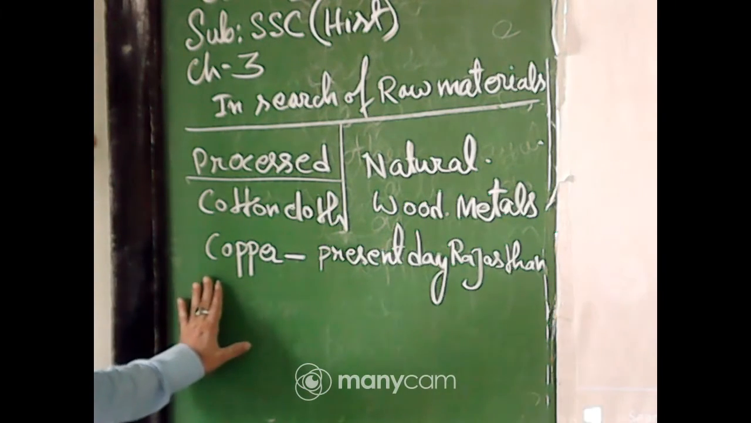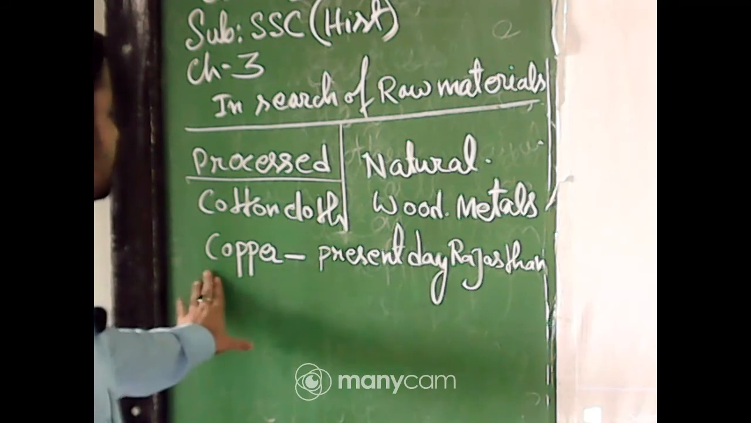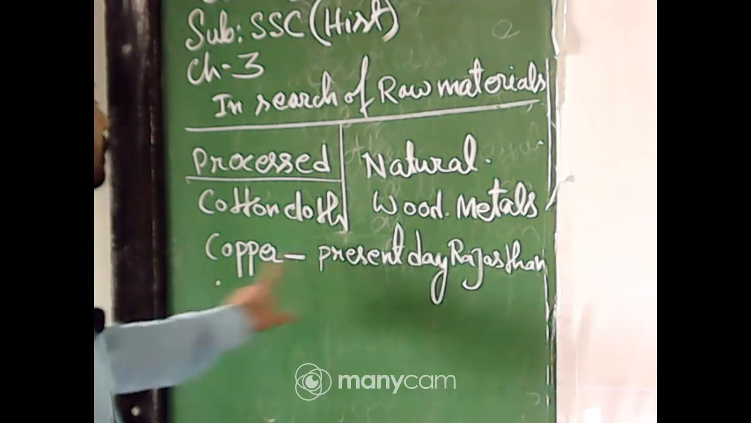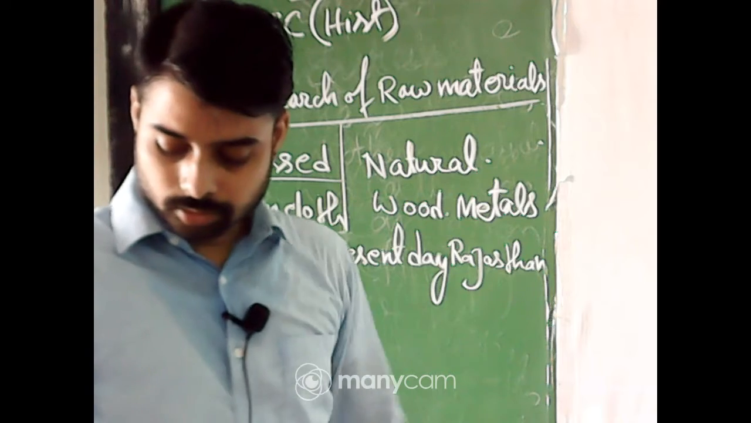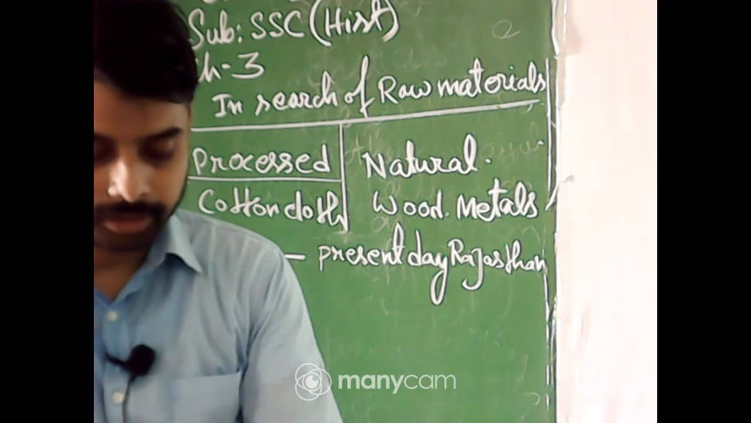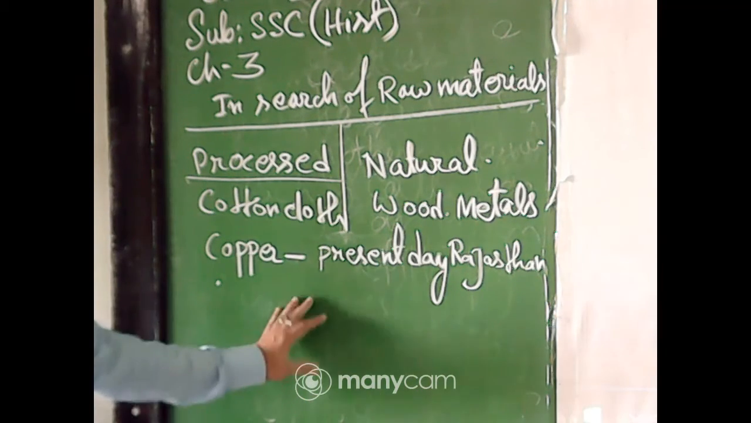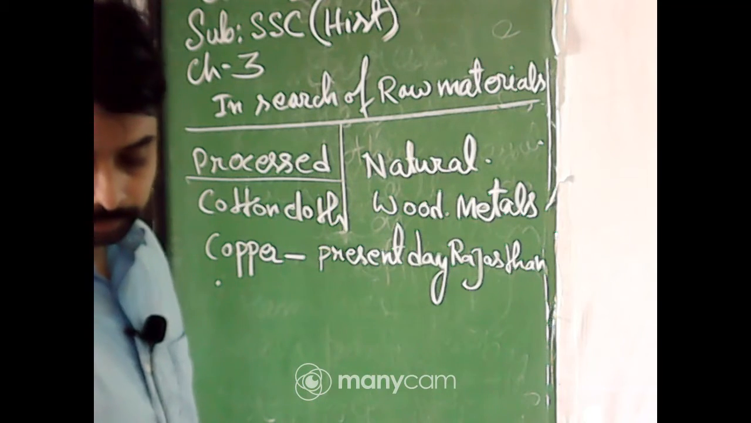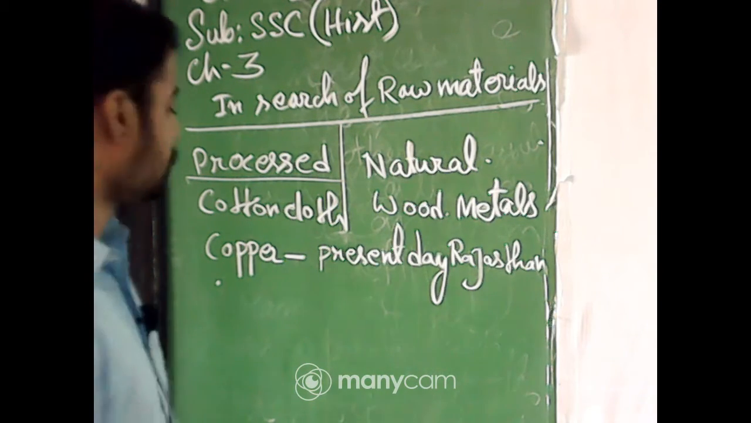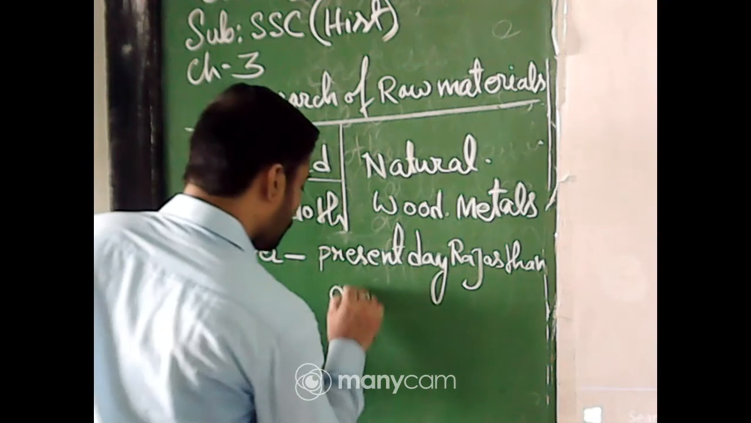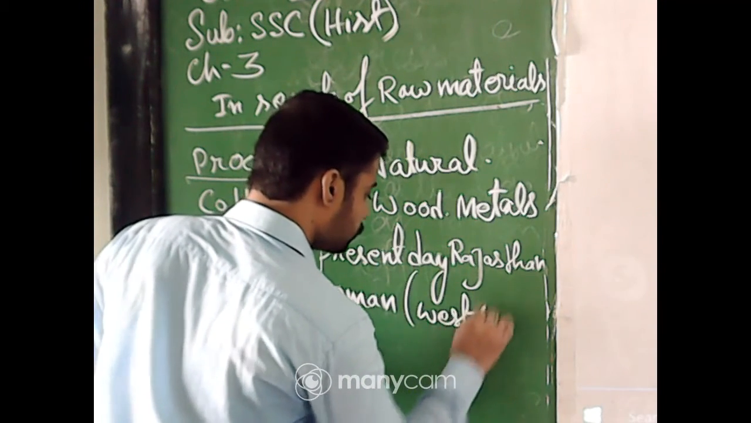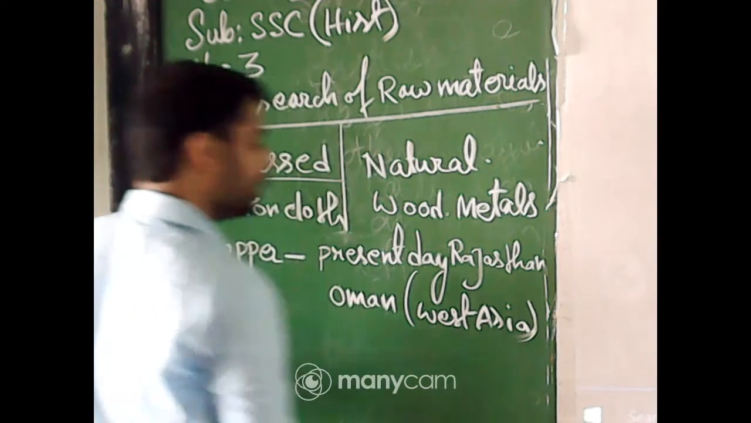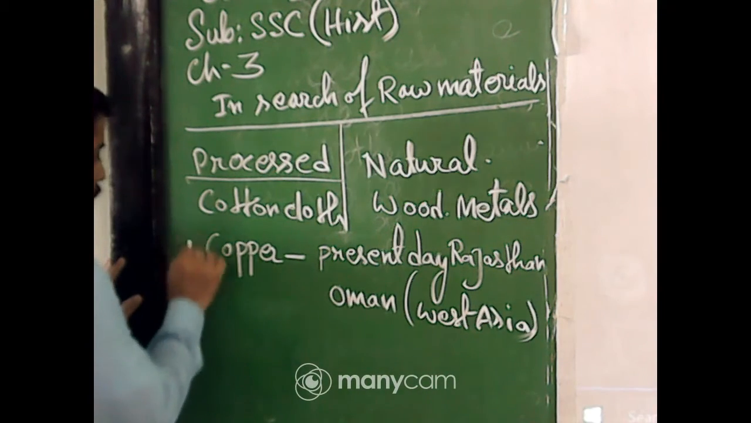So now Harappan people collected this type of metal, such as copper, from present day Rajasthan. Number two, even from Oman in West Asia they also collected copper. Oman is a country in West Asia, also called the Middle East. So this is number one.